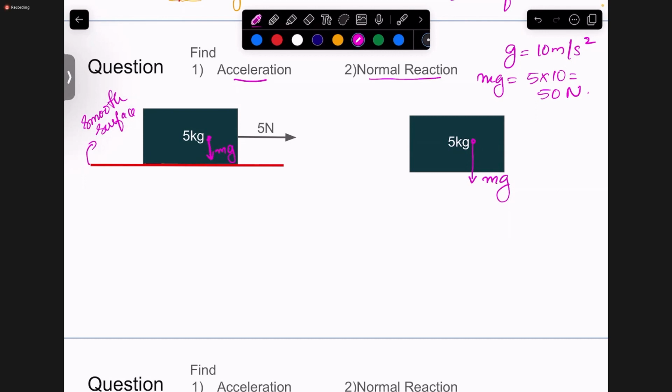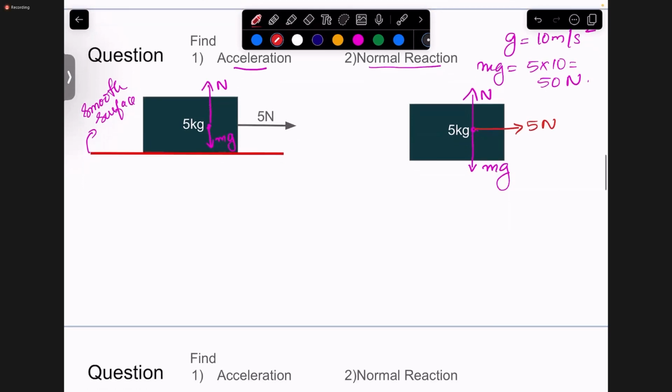So you can see this one. And then there is a reaction force by the surface on the body. So that reaction force, you have to draw it in the free body diagram. So that is the normal force. Now, another force is acting horizontally, which is the external force that we are giving. So that is 5 Newton. Okay. So these are the forces that are acting on this object.